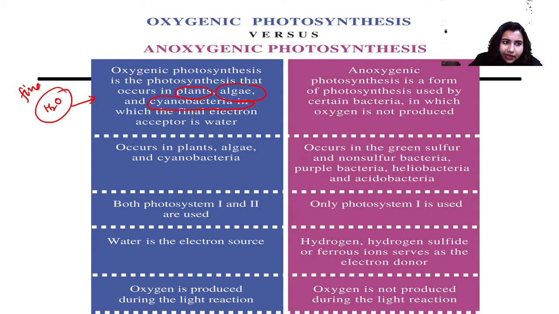What is the final acceptor? Whenever the light energy falls on the leaf, chlorophyll absorbs it, so the chlorophyll becomes excited and releases an electron.